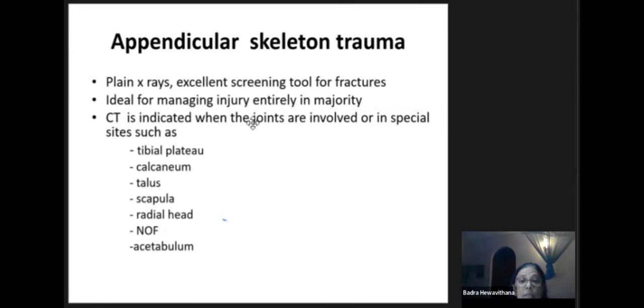But CT is indicated when the joints are involved or in special sites such as tibial plateau, calcaneum, talus, scapula, radial head (not always), neck of the femur, and acetabulum. So you should be aware of these things. Otherwise, we sometimes see dislocations missed because they were not diagnosed on plain radiograph and CT was not requested. Patients later come with scaphoid necrosis. So you should know when to ask for CT.